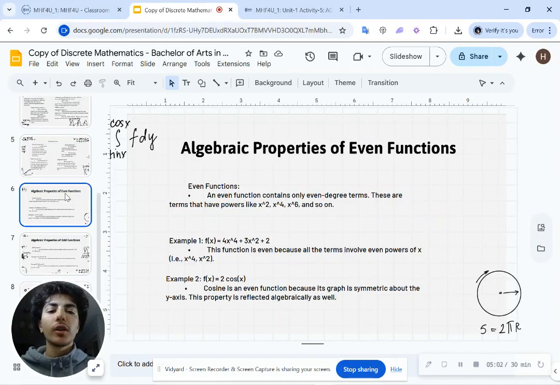Algebraic properties of even functions. An even function contains only even degrees. These are terms that have powers like x to the power 2, x to the power 4, x to the power 6, and so on.